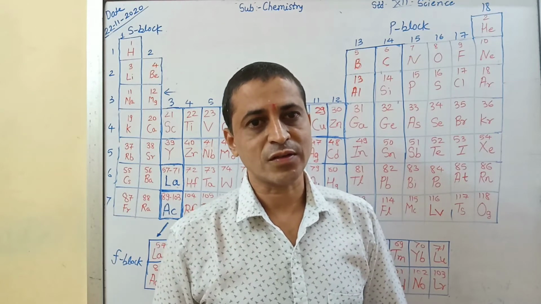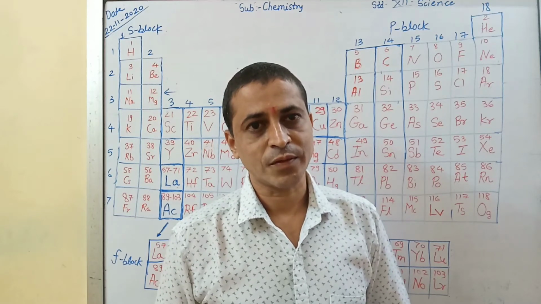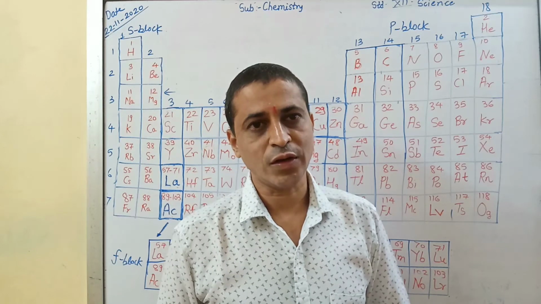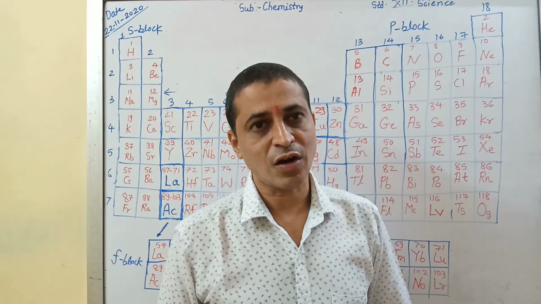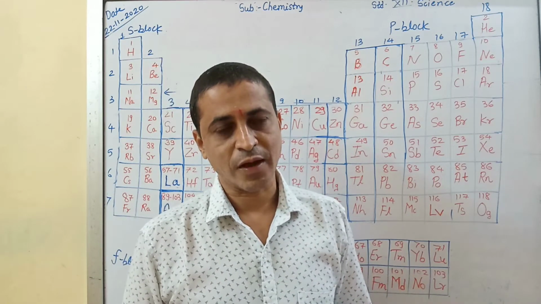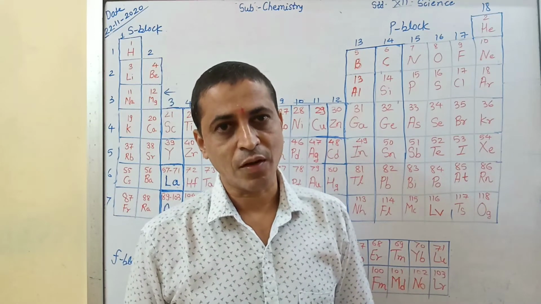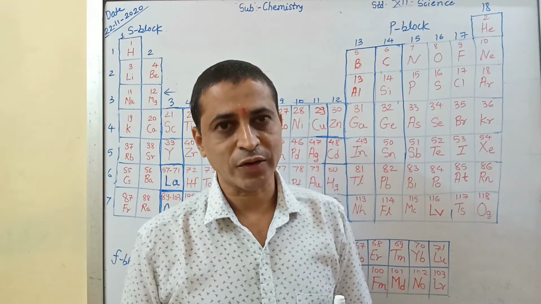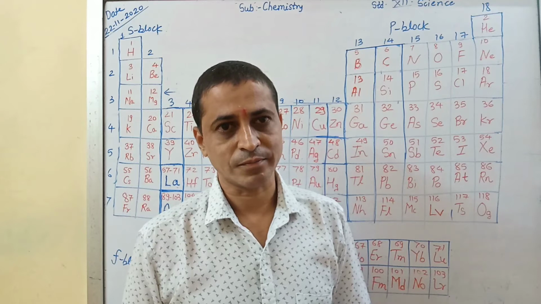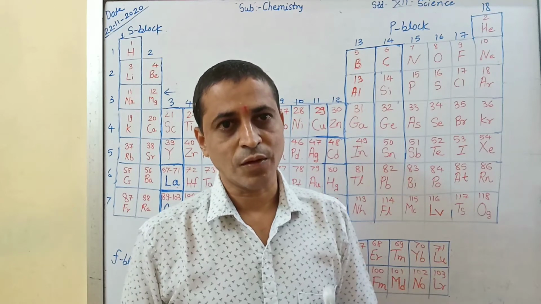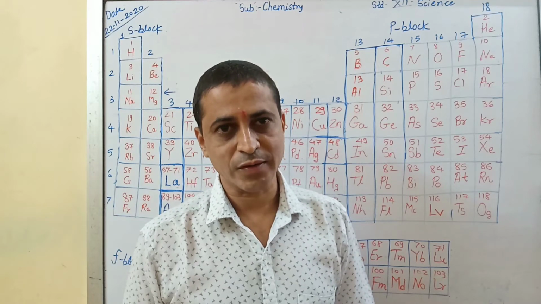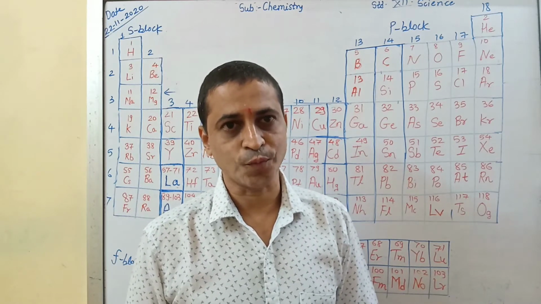In the previous lectures we have completed chapter number 10, halogen derivatives. Now today we are going to study about the modern periodic table and different elements. Already we have studied about the modern periodic table in 10th and 11th standard. That modern periodic table contains 7 periods and 18 groups, that you know.